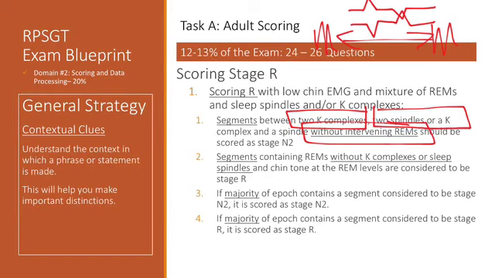Another one would be segments containing REMs without K complexes or sleep spindles and the chin tone at the REM levels are considered to be stage R. So if you have segments containing rapid eye movements and there's no K complexes or spindles and the chin tone is low, then obviously it meets the criteria for R. If the majority of the epoch contains a segment considered to be stage N2, then call it stage 2. And if the majority of the epoch has a segment considered to be stage R, then score it stage R. So again, these are segments when you kind of have coexisting stage 2 and stage REM.